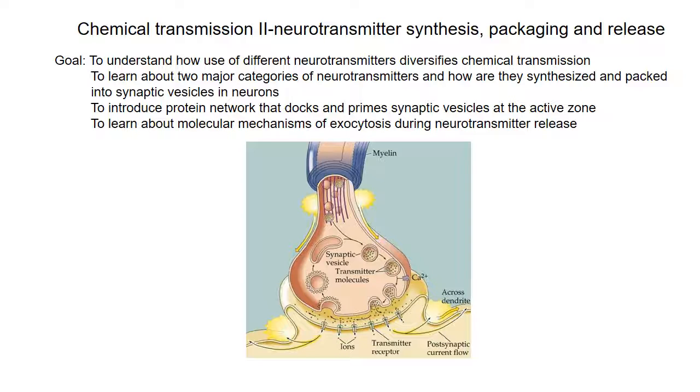In particular, during today's lecture, we are going to look at neurotransmitter synthesis, packaging, and release. The goal of this one will be to understand how use of different neurotransmitters diversifies chemical transmission, to learn about two major categories of neurotransmitters, how they're synthesized, how they're packed into the vesicles, how those vesicles are delivered to the active zones, and also we will introduce the molecular network, the protein network that's present at the active zone that plays a role in the docking, priming, and also the release of neurotransmitter when an action potential arrives.